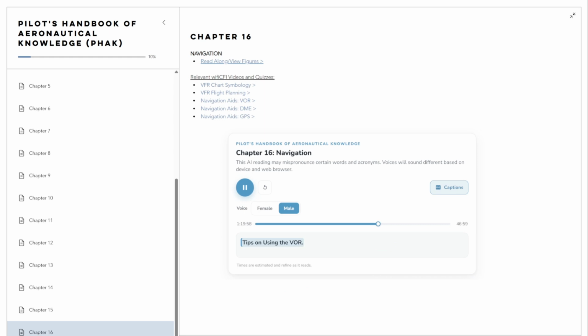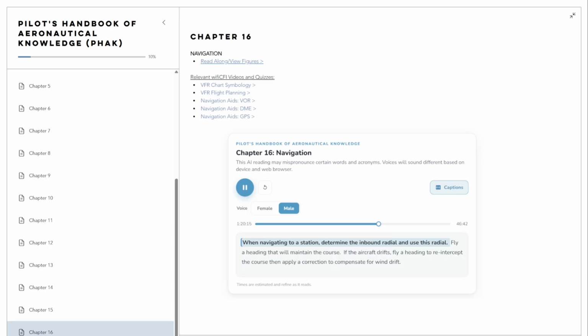Tips on using the VOR. Positively identify the station by its code or voice identification. Remember that VOR signals are line of sight. A weak signal or no signal at all is received if the aircraft is too low or too far from the station. When navigating to a station, determine the inbound radial and use this radial.